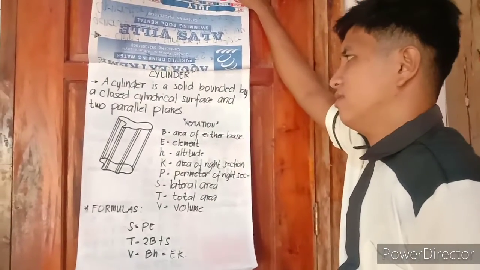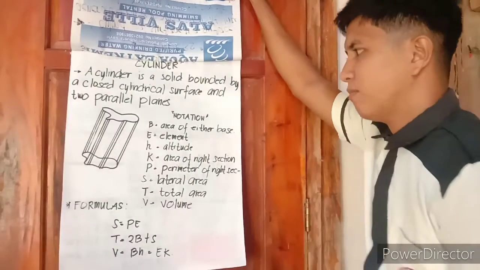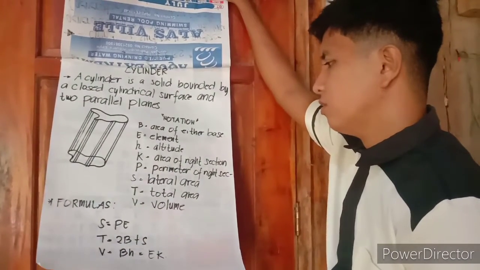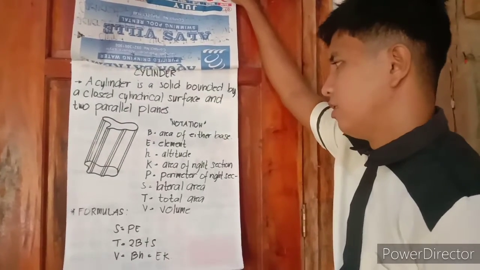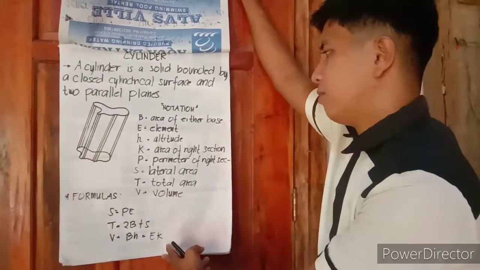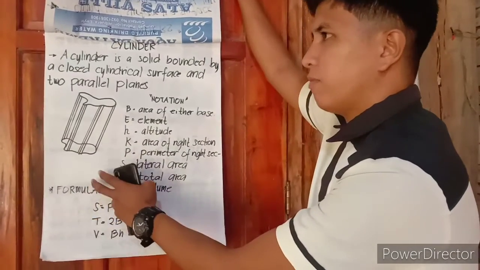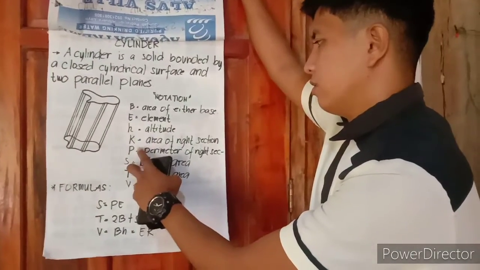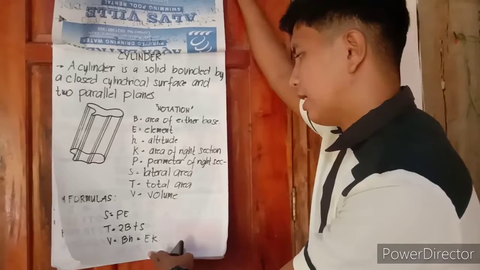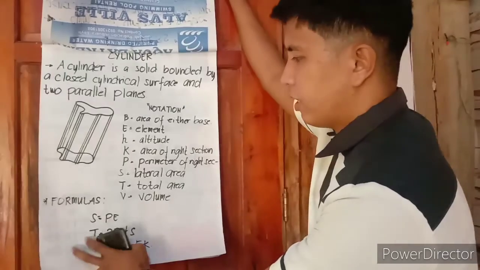A cylinder is a solid bounded by a closed cylindrical surface and parallel planes. This is one diagram. The notation B stands for the area of either base. E is the element. H is the altitude, the height, sometimes the width. K is the area of the right section. P is the perimeter. S is the lateral area. T is the total area. V is the volume.